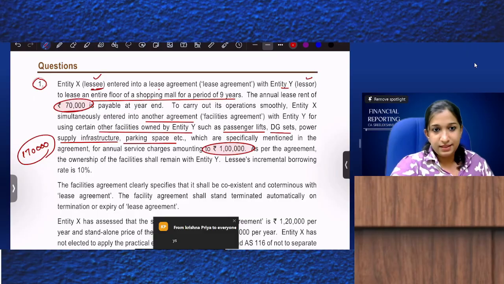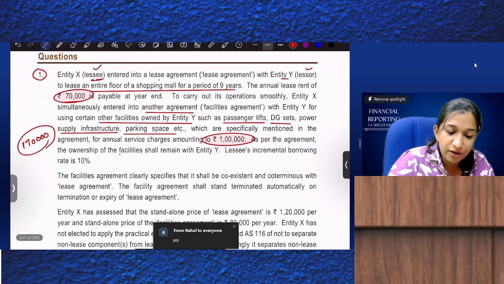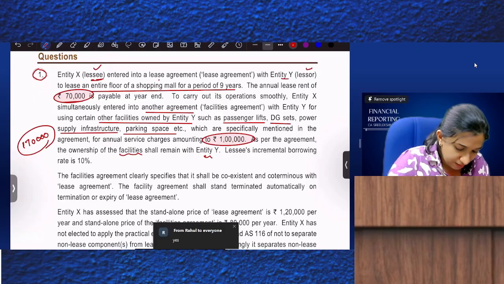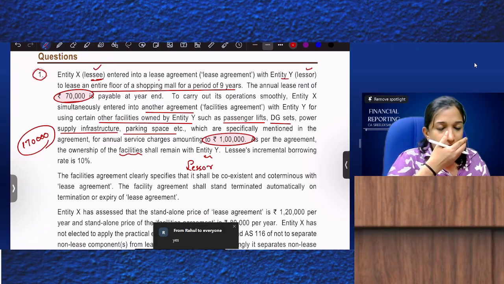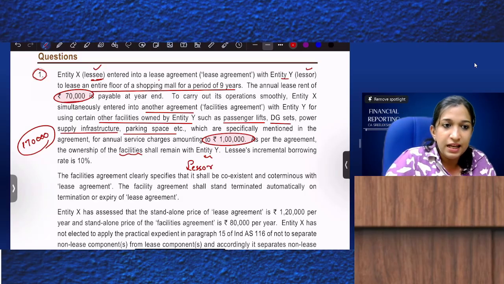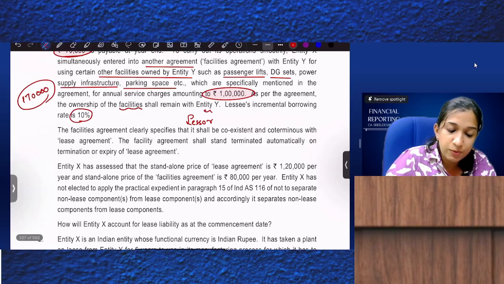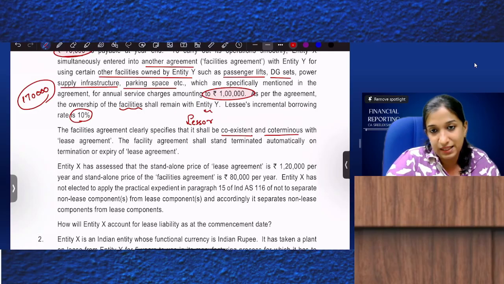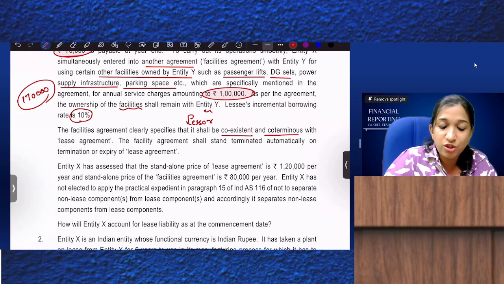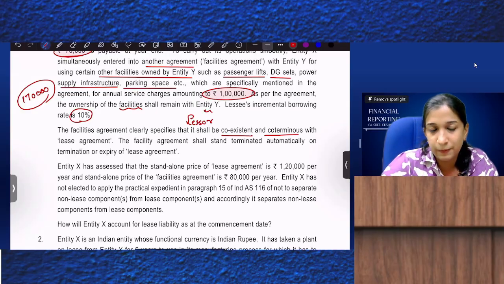As per the agreement, the ownership of facilities shall remain with entity Y. Entity Y is the lessor. From the lessor, I'm using various facilities and the ownership is with Y. Lessee's IBR is 10%. The facilities agreement clearly specifies that it shall be coexistent and coterminous with the lease agreement. The facility agreement shall stand terminated automatically on termination or expiry of the lease agreement. What does this mean?